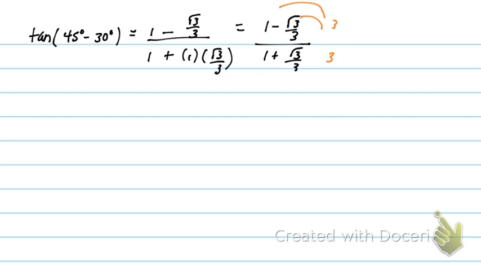So I usually don't write it like that. I usually just go straight to this step where I do what? Times 3, times 3, times 3, times 3. I'll go ahead and distribute it through. Does that make sense to you guys? So then the 3's cancel here. And you're left with 3 minus root 3 over 3 plus root 3. See if that looks okay if you're with me so far.